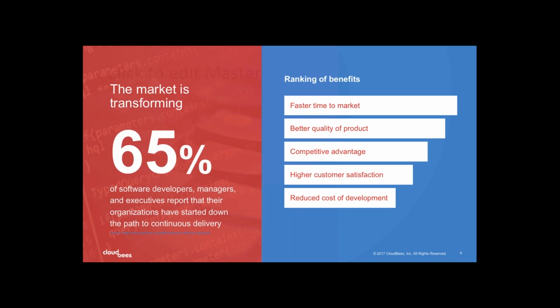So if you rank those benefits, I think it's no surprise that faster time to market is likely the number one reason folks want to get to continuous delivery. Certainly better quality of product is second. And then the last part there, reduced cost of development, is probably in everybody's mind. Or at least it's going to be in your finance department's mind.